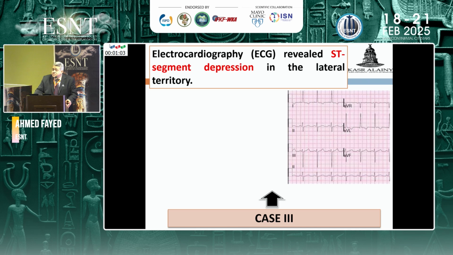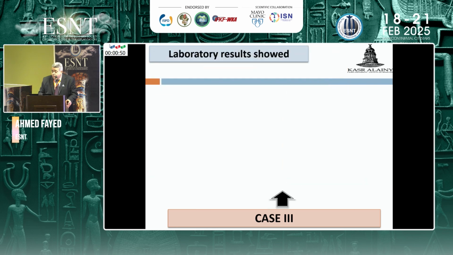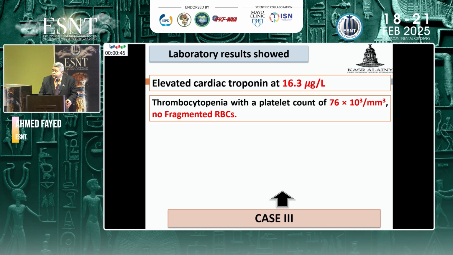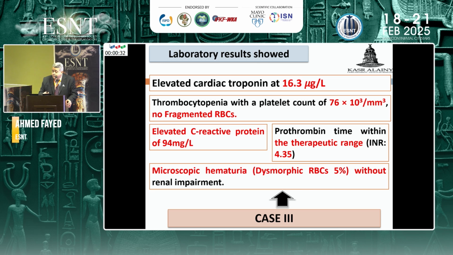And the ECG shows ST segment depression in the lateral leads. Echocardiography shows left ventricular dysfunction with ejection fraction 30 to 35 percent with no regional wall motion abnormality. The labs show elevated cardiac troponin and thrombocytopenia with no fragmented RBCs, and elevated C-reactive protein. Prothrombin time is within the therapeutic range, the INR is 4.3, and there is microscopic hematuria and dysmorphic RBCs of 5%, which is non-significant, without renal impairment.